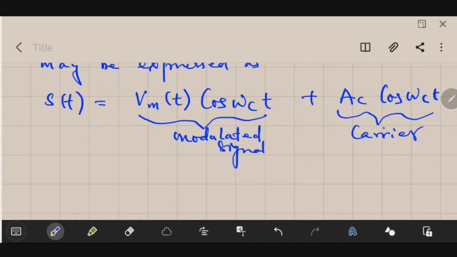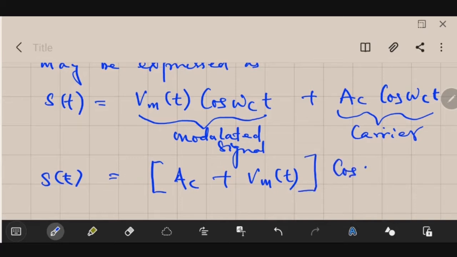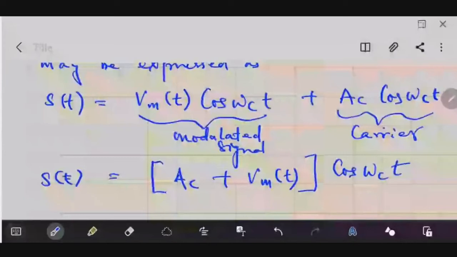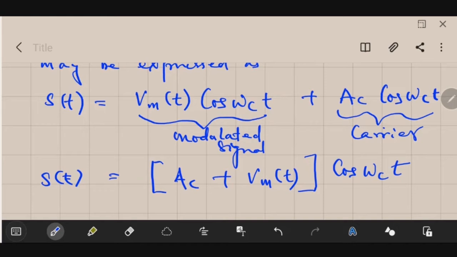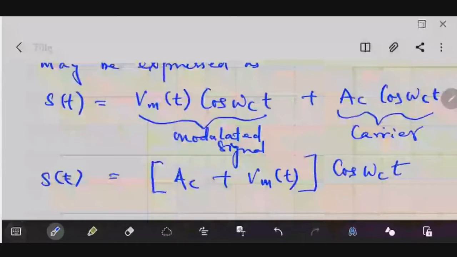Okay, and now if you take cos omega ct common from these two terms, you will get S of t is equal to AC plus Vm of t, and then cos omega ct. So the equation looks like this. I hope you have understood why the equation is in this form. You will find that the amplitude modulated wave will be of this form because of the presence of this input signal, the carrier.